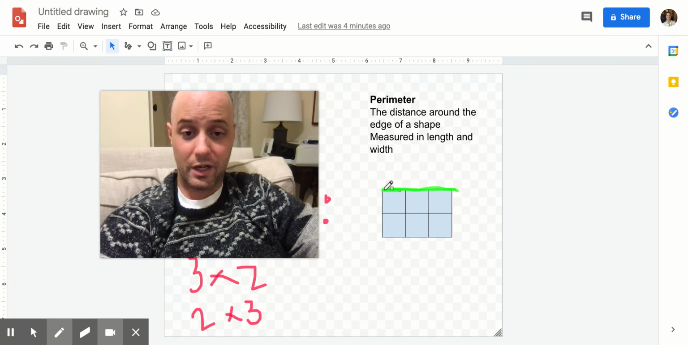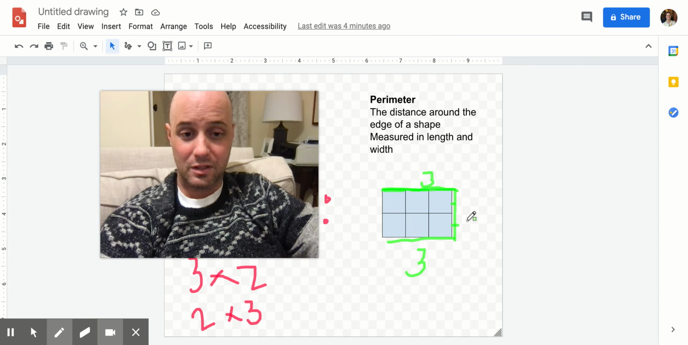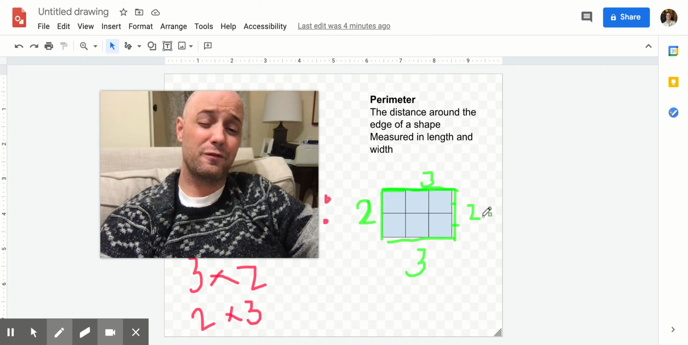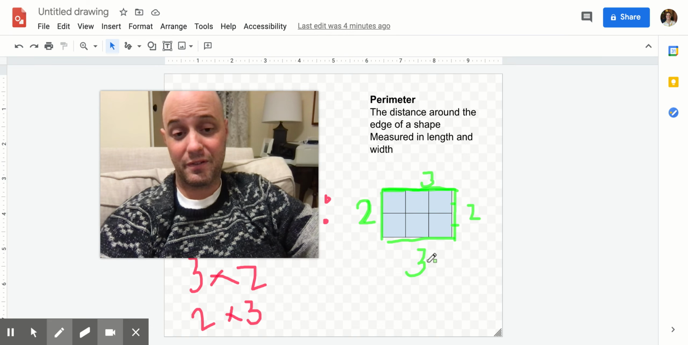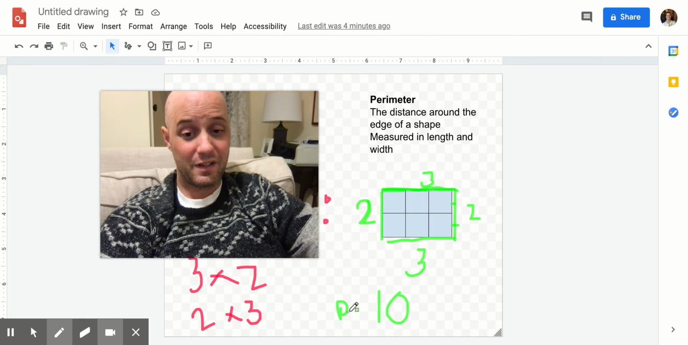So that's 1, 2, 3, then 2, then 1, 2, 3, and then 2. Now, if we add all those together, 3 plus 2 is 5. 2 plus 3 is 5. This has a perimeter of 10.